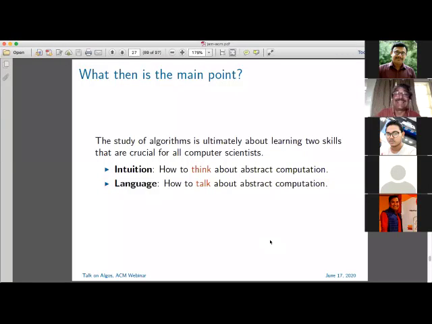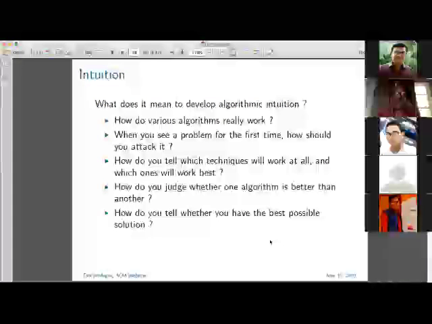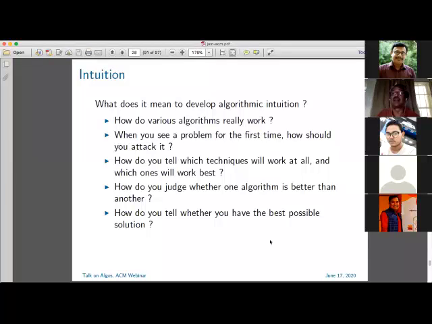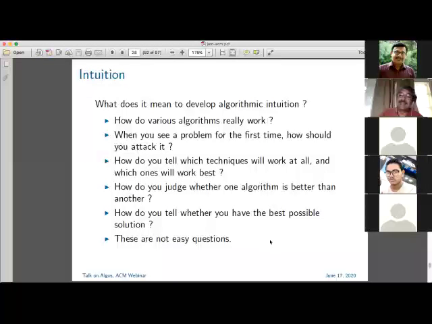And this, can it be taught? Can such intuition be taught? What does it mean to develop such intuition? Well, you have to ask, how do various algorithms really work? When you see a problem for the first time, how should you attack it? How do you tell which techniques will work at all and which ones will work best? How do you judge whether one algorithm is better than another? How do you tell whether you've got the best possible solution? These are what go into intuition. These are not easy questions, but in some sense, understanding thinking of this kind, to me, is the objective of learning.